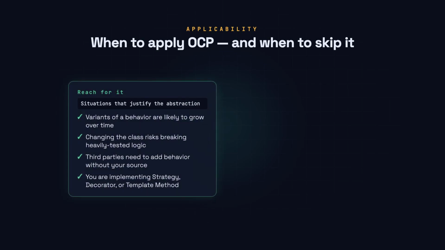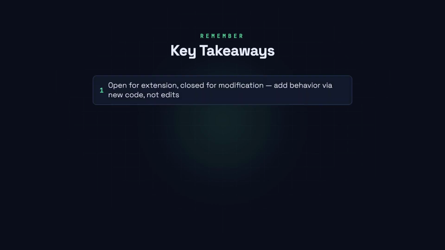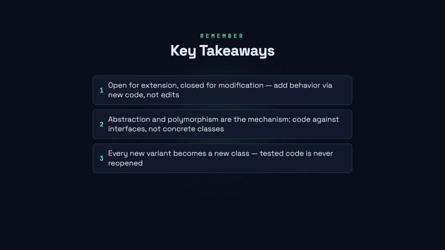The open-closed principle is not free. Every abstraction adds a layer of indirection and more files to navigate. Apply it when a behavior genuinely has multiple variants today or is highly likely to grow, when existing logic is too risky to touch, or when you are building a library that others will extend. Skip it when you have a simple, stable problem with one or two concrete cases. Creating an interface for a single implementation is ceremony without benefit, and it can make a code base harder to read rather than easier.